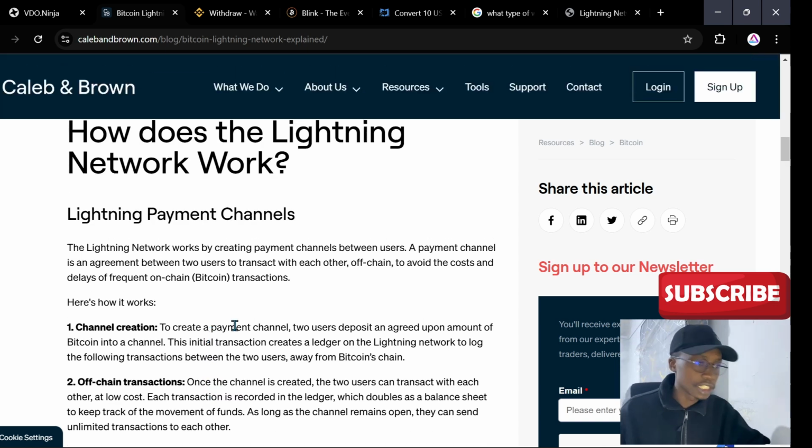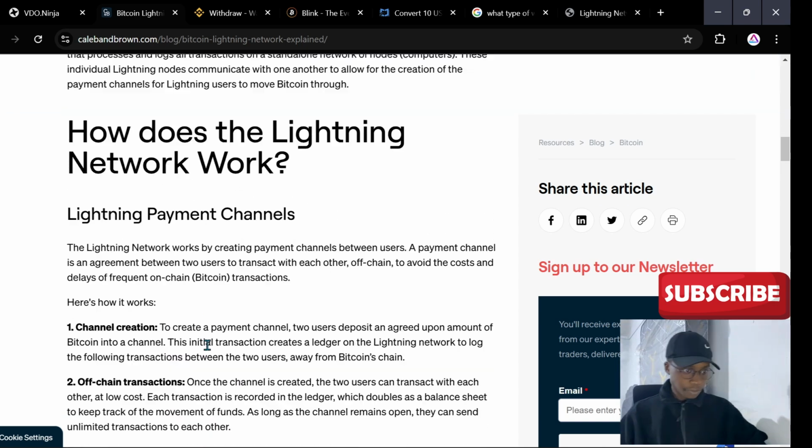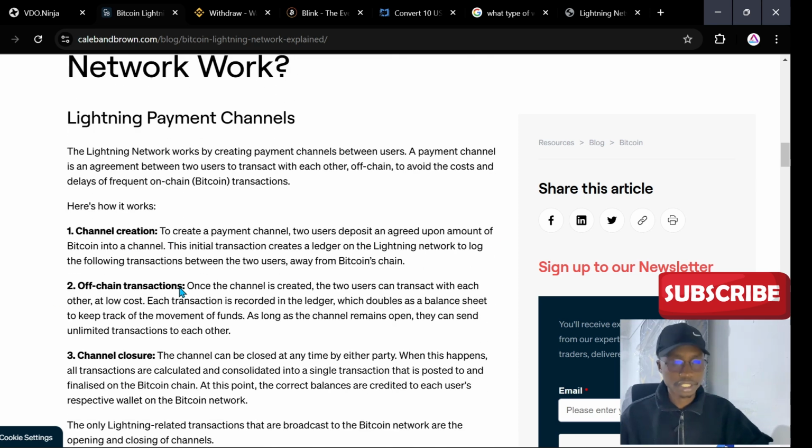So how is it done? The Lightning Network works by creating a payment channel between users, let's say between me and you. The payment channel is an agreement between the users to transact with each other off-chain. As we have read, it does not use the Bitcoin blockchain. It is done off-chain to avoid the costs and delays of frequent on-chain Bitcoin transactions.